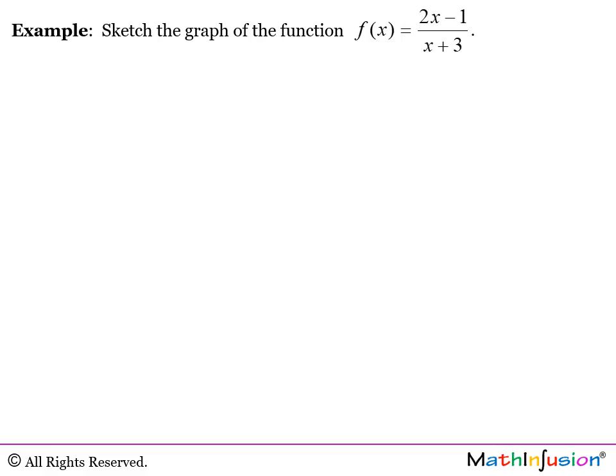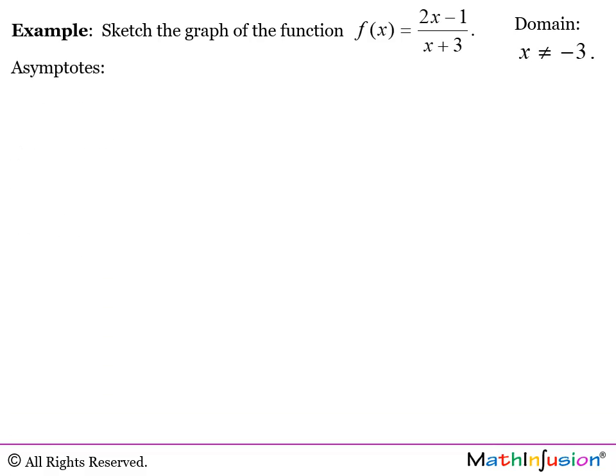Example: sketch the graph of the rational function f(x) equals (2x minus 1) over (x plus 3). The most important thing is first the domain. The domain of this function is all real numbers except that x cannot be negative 3.